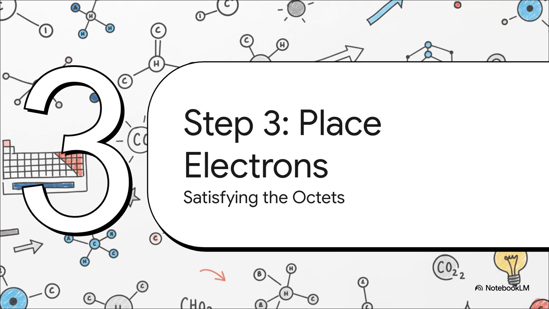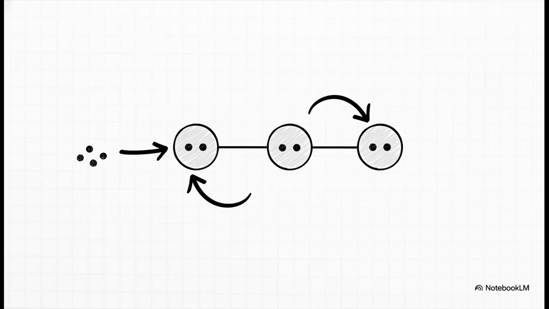Okay, we've counted our electrons, we've built our skeleton, now it's time for the grand finale. This is the most important step, distributing our electron budget to give every single atom that stable, full outer shell that it's dreaming of. So here's how you do it. It's a system. After you've made those single bonds for your skeleton, you take all your remaining electrons and you start placing them on the outer atoms first. You fill them up until their octets are full.